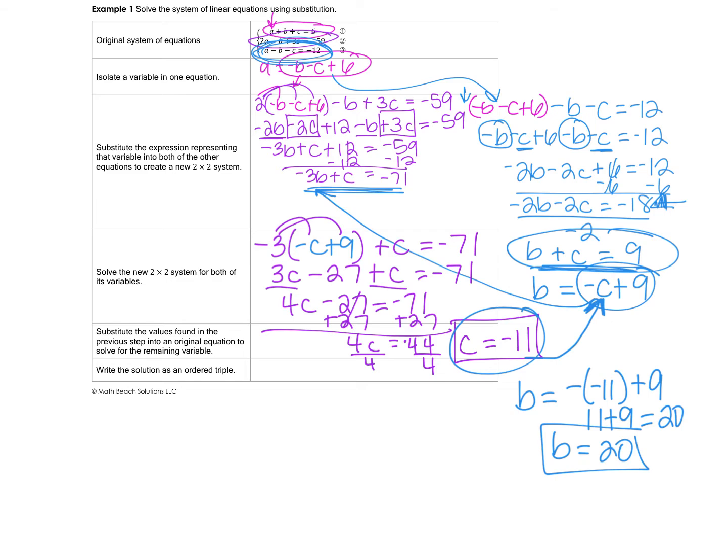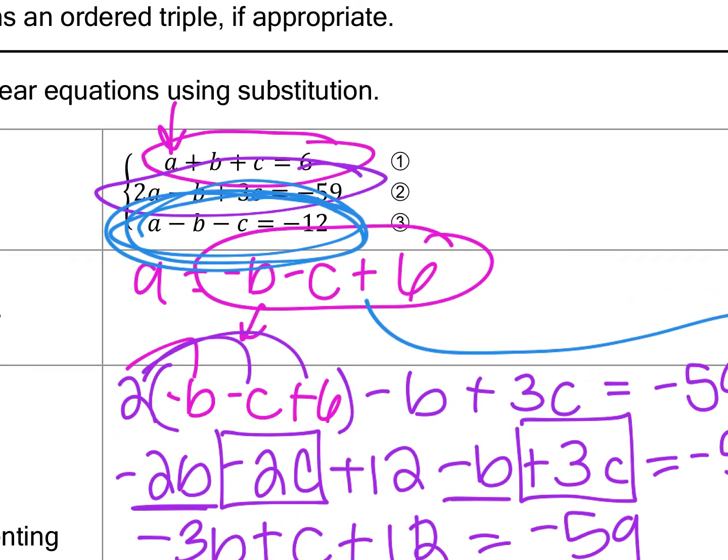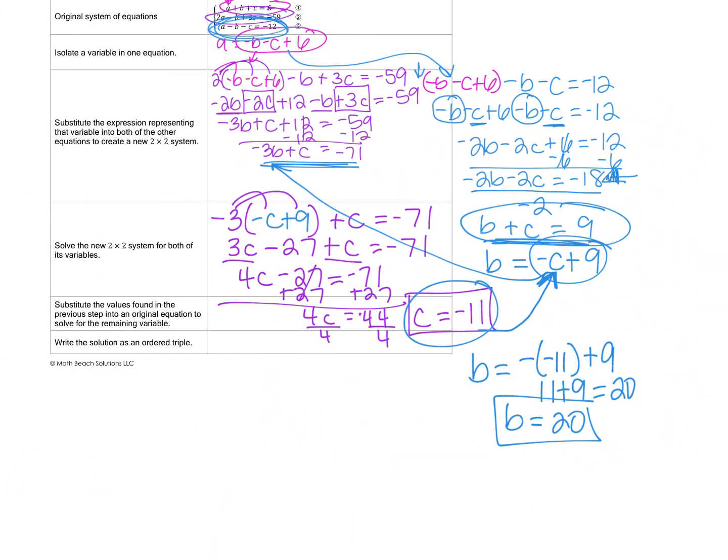And then at the end, we're going to plug into one of our original equations. Looking back up at the top, it doesn't really matter which one. I think the first one's probably the easiest: A plus B plus C equals 6. I now know the value of C and B, so I'm going to substitute that in. B is 20, C is a negative 11. So that's A plus 9 equals 6. Then subtract 9, and you get A equals negative 3.